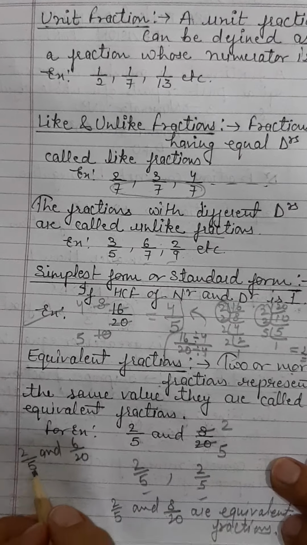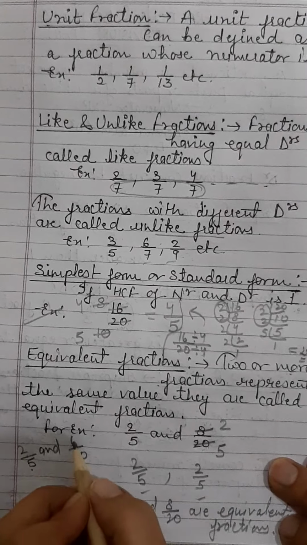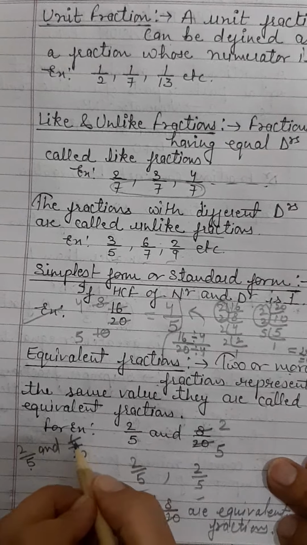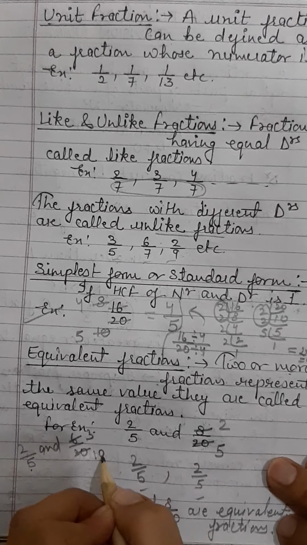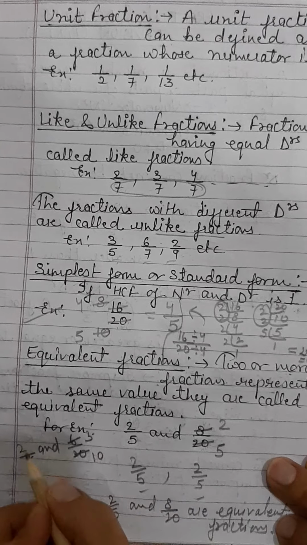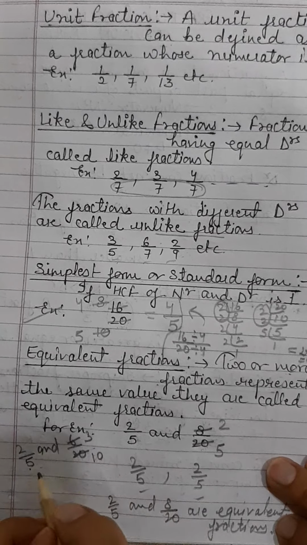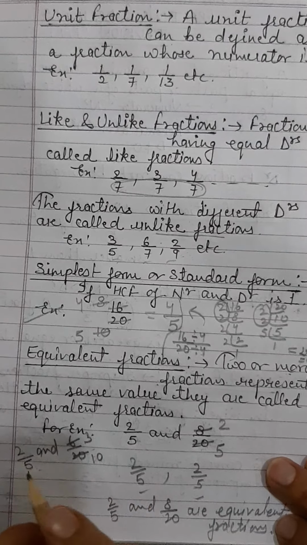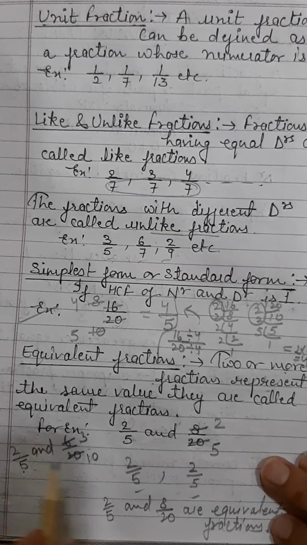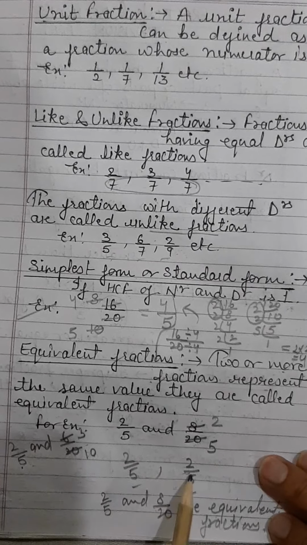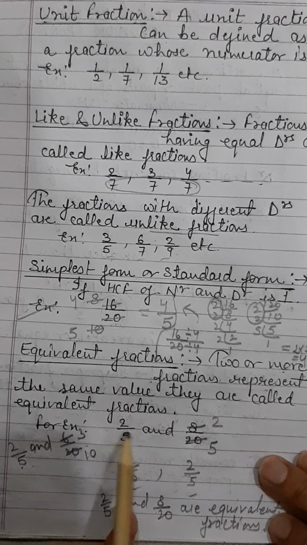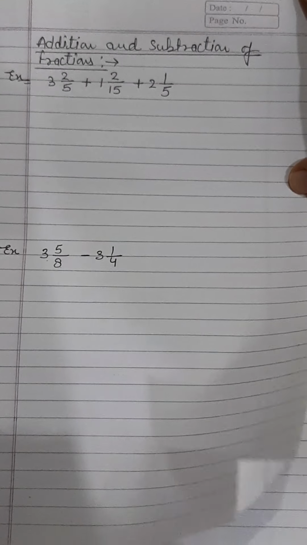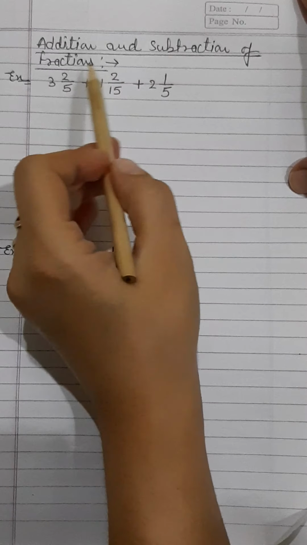Clear? Now in that case, 2 by 5 is in simplest form. 6 by 20 is not in simplest form. So you have to cut. When you cut, 2 3s are 6, 2 1s are 2, 0, so 3 by 10 comes. Clear? Here 3 by 10, here 2 by 5, they are not the same. So you can say 2 by 5 and 6 by 20 are not equivalent fractions. Clear? Only when they come equal can you say that the fractions, like 2 by 5 and 8 by 20, are equivalent fractions.